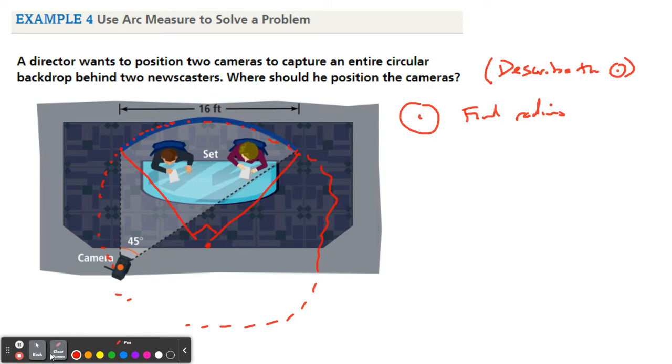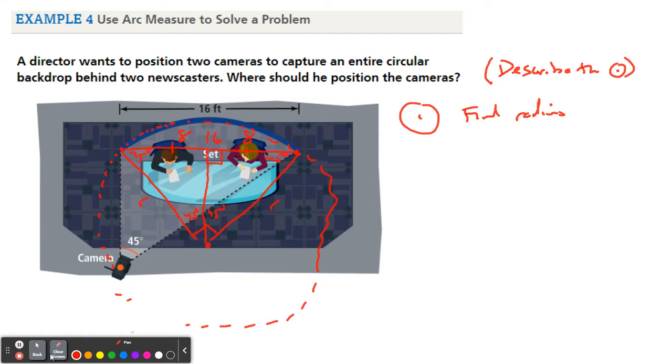And now we know that this chord right here that I just created is 16 feet wide, right? So the idea is, what would this radius be? Well, if I draw that part of the diameter perpendicular to that chord, it's going to bisect the chord into 8 and 8, right? And now, because this is 90, this angle is also being bisected. This is 45 and 45. This is 45 and 45.